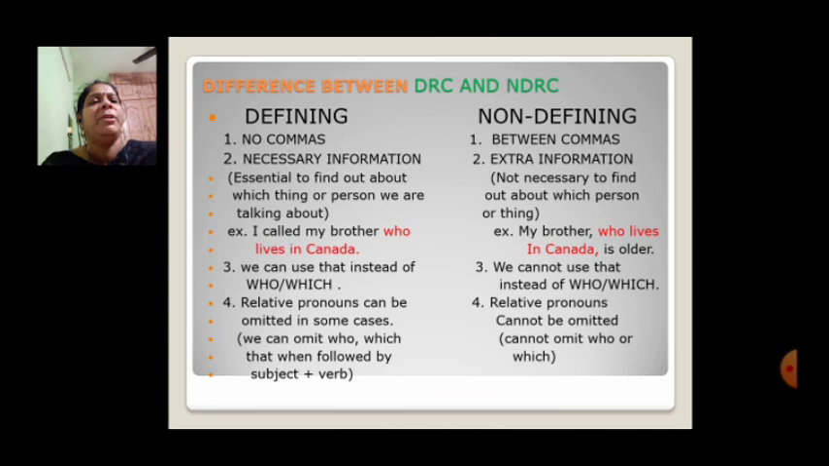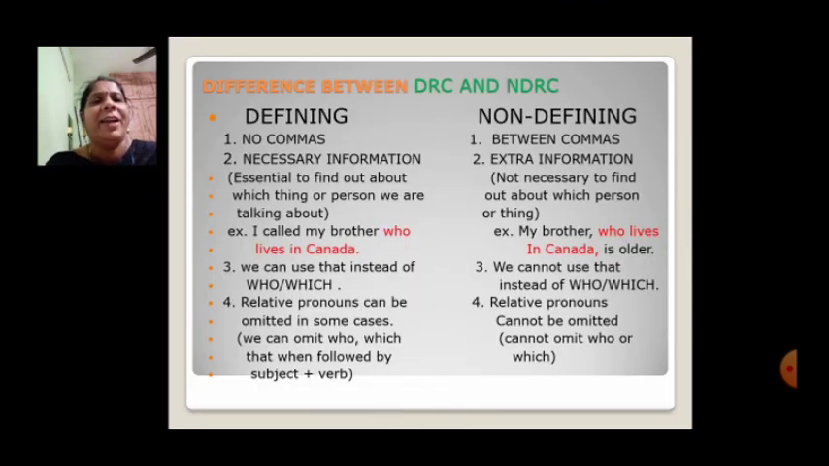So, this is the basic difference between defining and non-defining relative clauses. Hope you have understood clearly. A simple basic difference is, a defining relative clause gives essential information about the subject in a sentence. It is a dependent clause. If it is omitted, the sentence won't make any sense. The non-defining relative clause gives additional information about the subject in the sentence and it can be omitted in a sentence. That is the basic difference. And it is between commas, whereas the defining one doesn't have commas. So, this is how we should understand these two types of clauses.